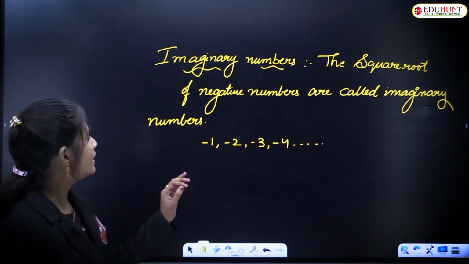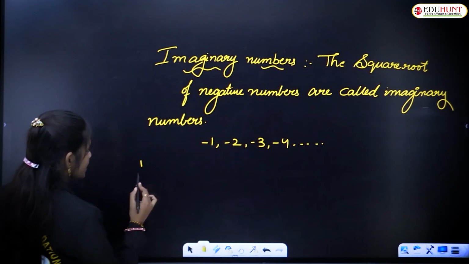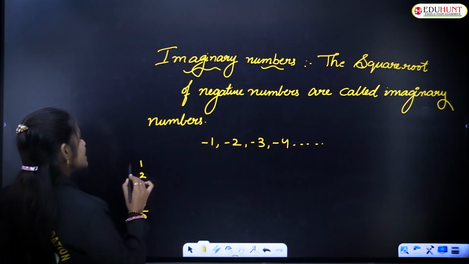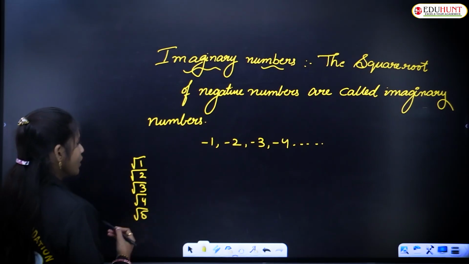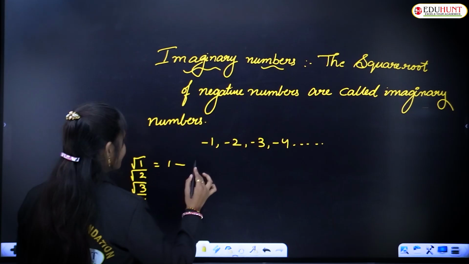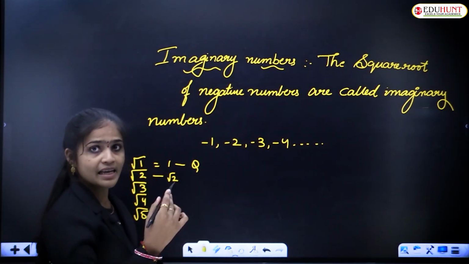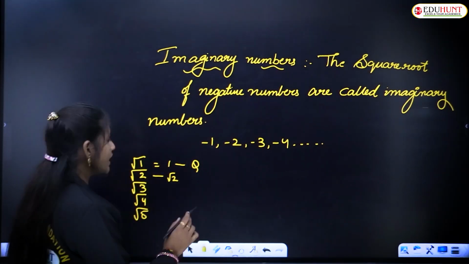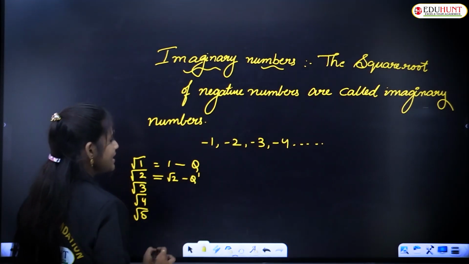Okay children, see here, square roots of positive rational numbers. First, positive rational numbers: 1, 2, 3, 4, 5, just as an example. Square root of 1 is 1, and 1 is a rational number. Square root of 2 is a non-terminating decimal, right? Since 2 is not a perfect square, root 2 remains root 2 only. So this is an irrational number.